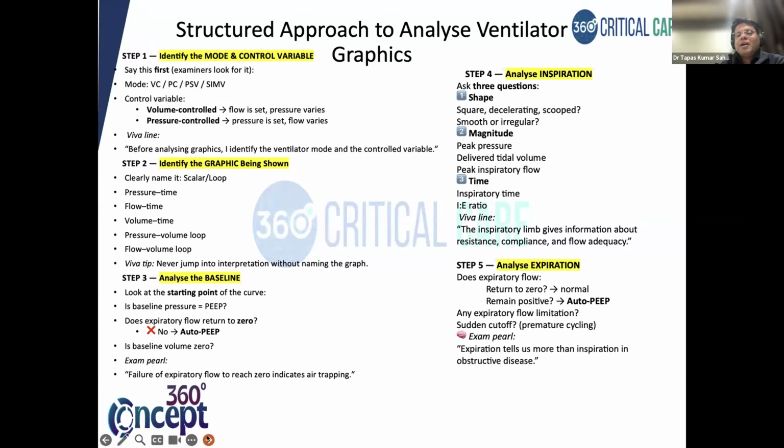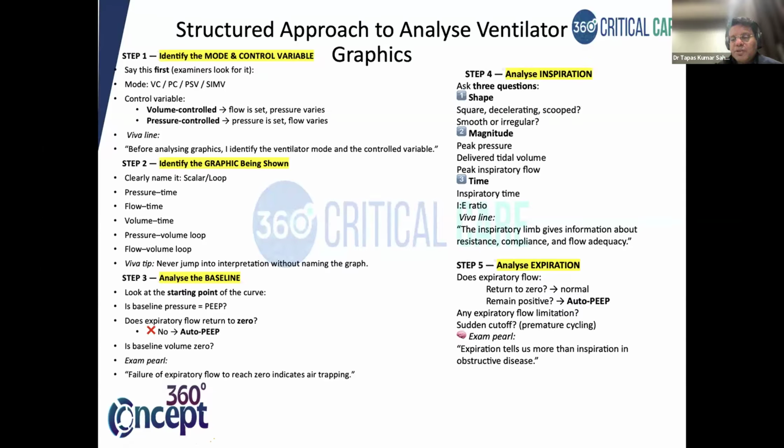Now step 5: after inspiration, you will be analyzing the expiration. In the expiration, you will ask these 2 questions. Does the expiratory flow return to 0? That means normal. If it is remaining positive, auto PEEP. Almost 75% of questions in any of the exams, the examiner would be revolving around auto PEEP. So don't hesitate to use this if your expiratory flow is not returning to 0.